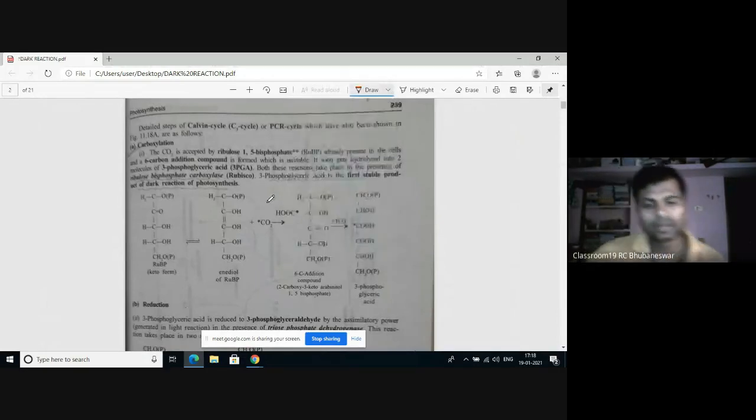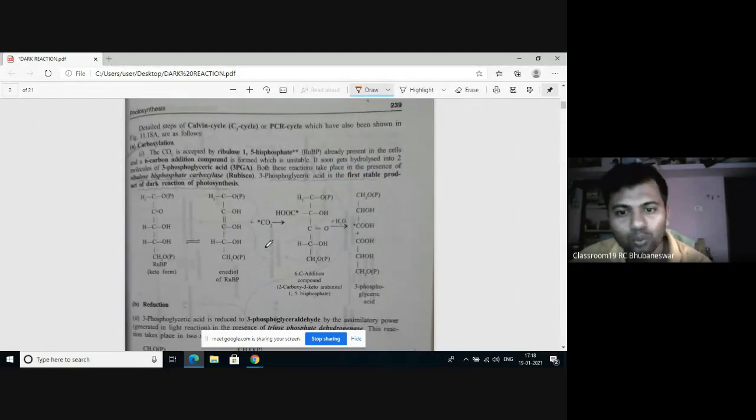Which is, look at here, the RuBP reacts with carbon dioxide to form a 6-carbon compound. This breaks to form 2 molecules of a 3-carbon compound, so 3-phosphoglyceric acid. The 3-phosphoglyceric acid is the first stable product of the Calvin cycle, which contains a 3-carbon compound.